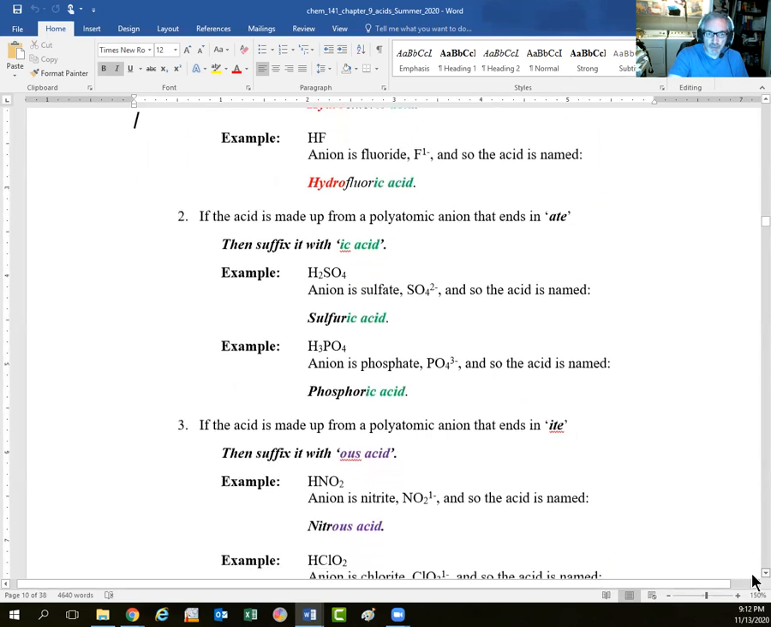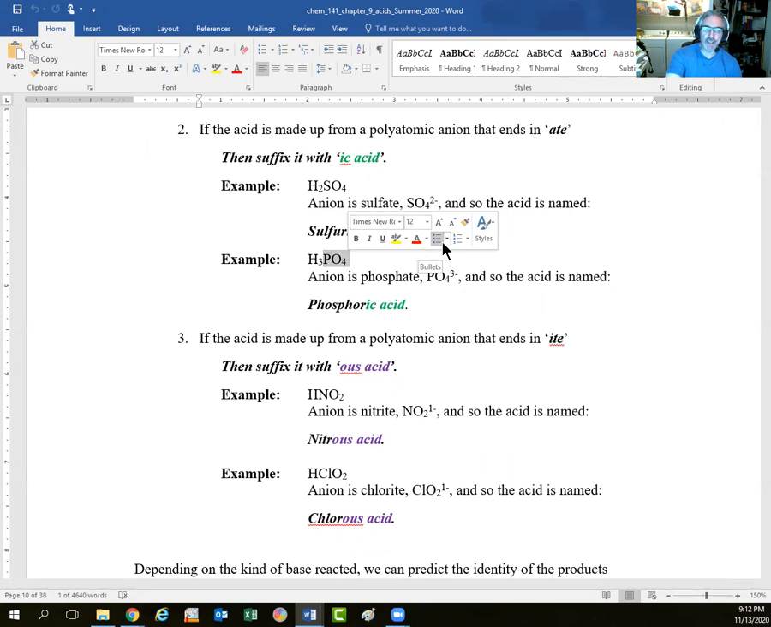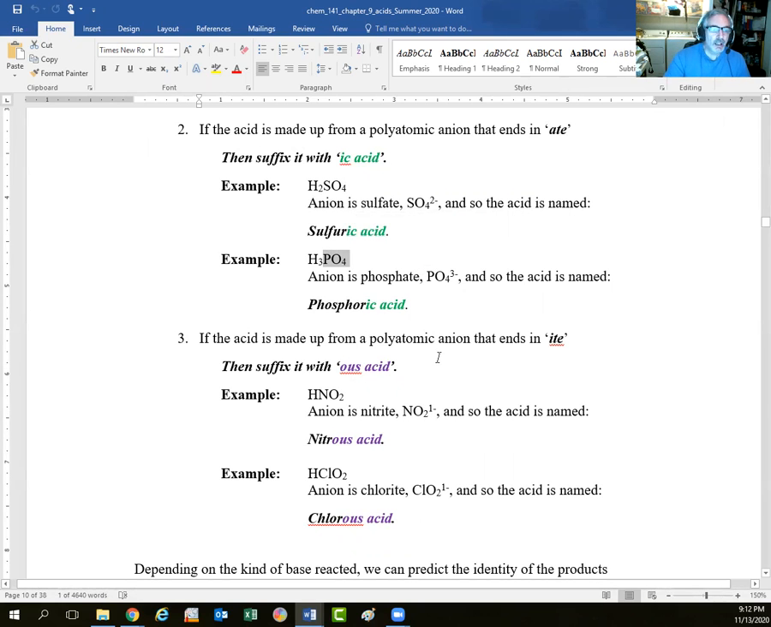Now, if we are facing one of those polyatomics, and specifically one of the polyatomics with a greater amount of oxygen, which would give an ATE ending to the name of the polyatomic, so things like SO4 sulfate or PO4 phosphate, this time again using the name of the polyatomic ion, but we'll take off the ate ending and change it to ic acid. So the sulfate acid becomes sulfuric acid. The phosphate acid becomes phosphoric acid.